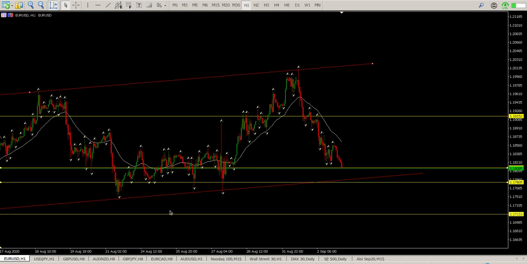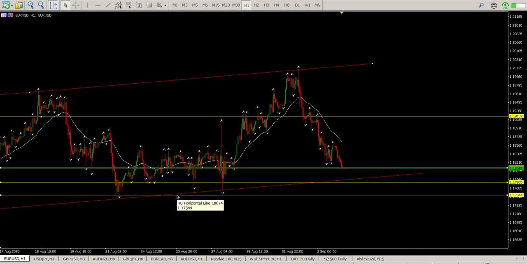Break below, use this level here. A break below this 117.544, I'd want to see a break, then a retest of either the channel or one of these levels before going short. Okay, so at the moment it's looking for longs, looking to come in off the bottom of the range slash channel that is forming.